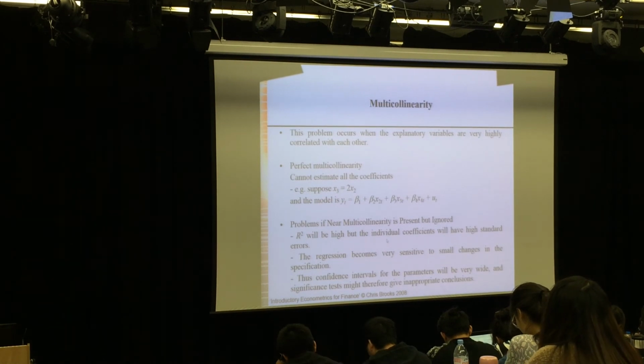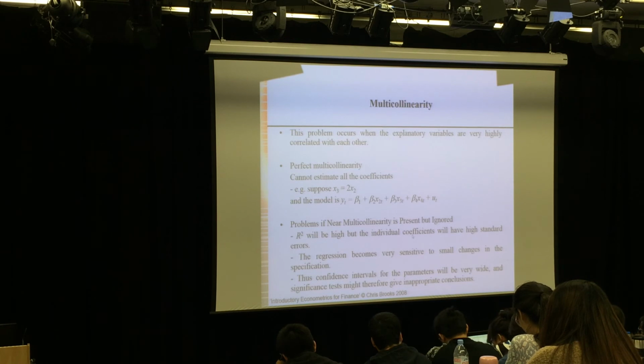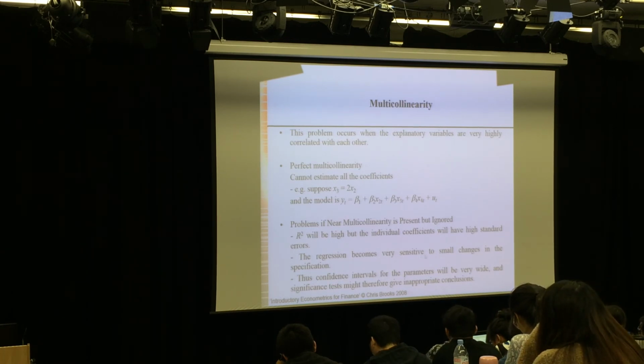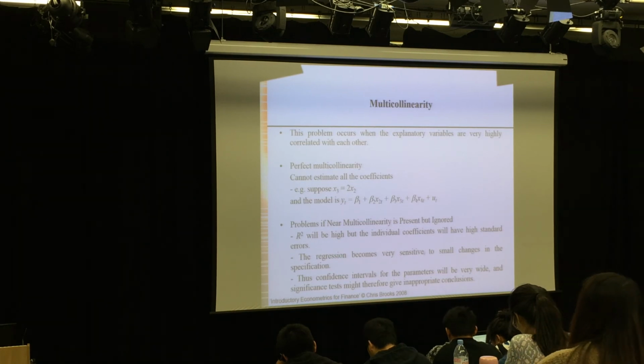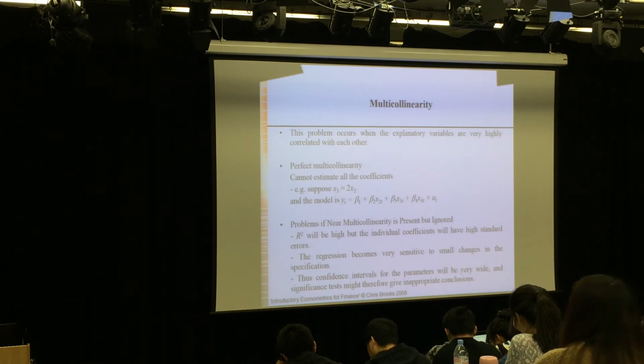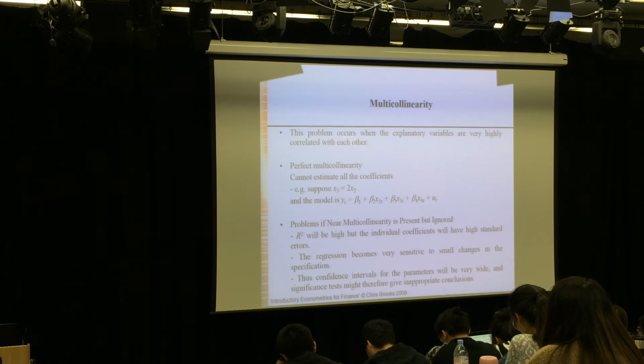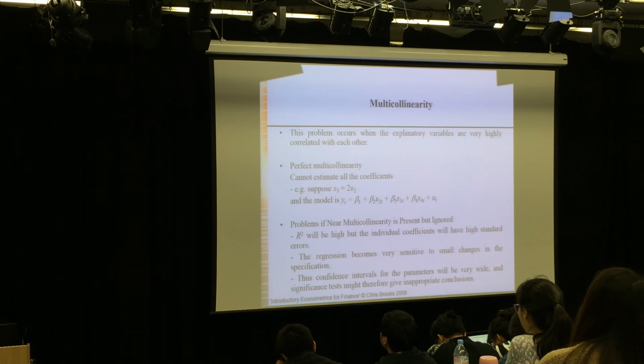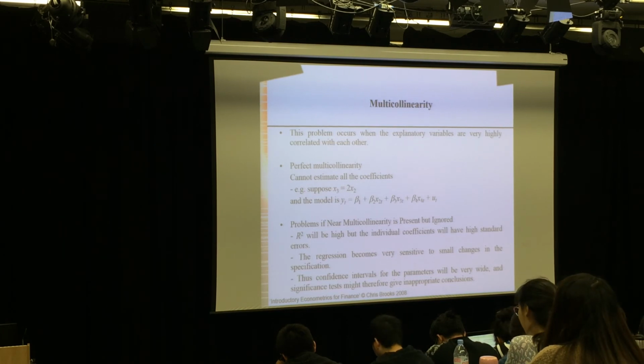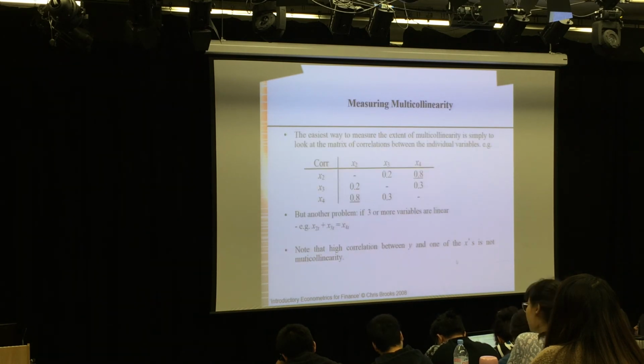If you have multicollinearity and you just ignore it, you could get a very high R squared, but the individual coefficients will have high standard errors. The regression becomes very sensitive to small changes in specification, and the confidence intervals for the parameters will be very wide, so your significance tests might give inappropriate conclusions. You might say each of those two variables is not significant and remove them from your regression, but if you included one on its own, you might find it's highly significant. They're just things to be aware of.